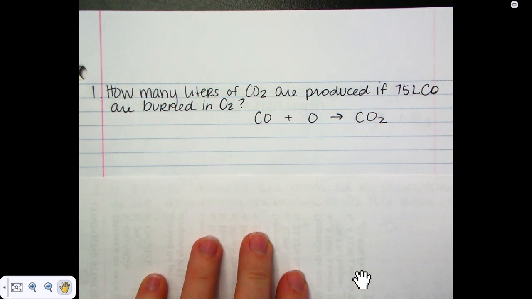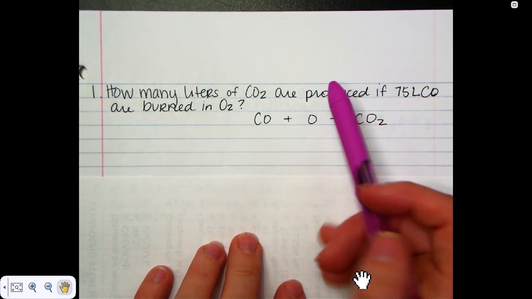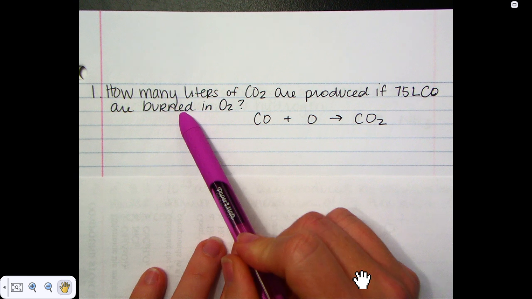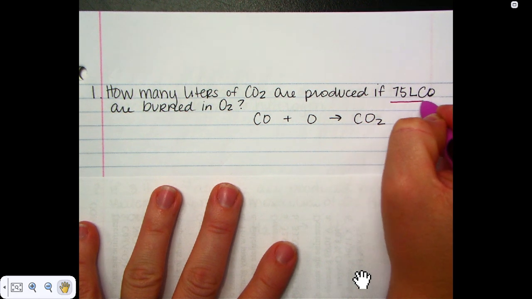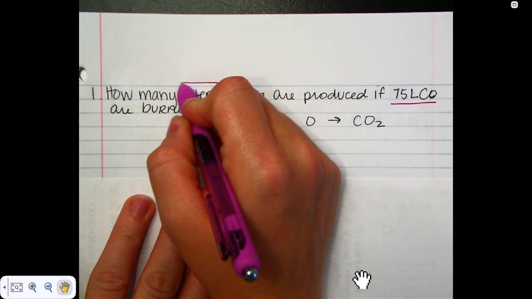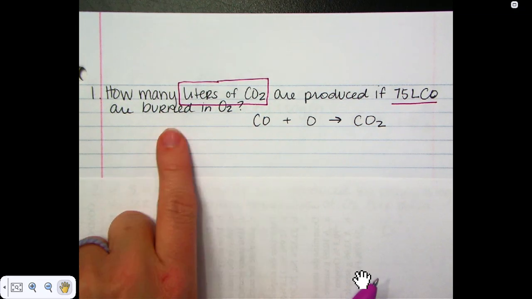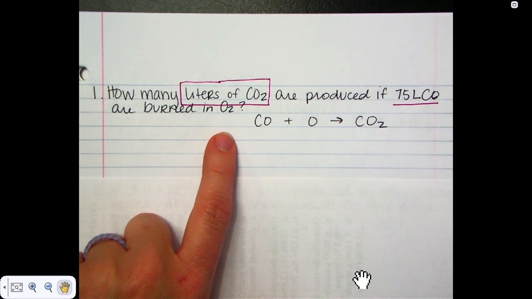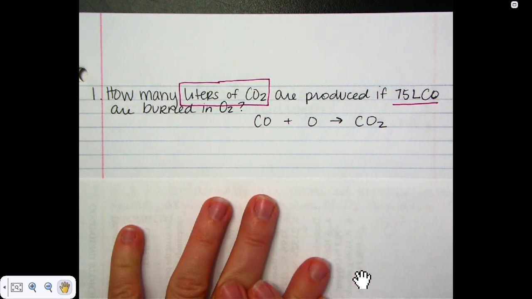Our first example: how many liters of CO2 are produced if 75 liters of CO are burned in O2? So you're getting a little bit of context in the question, but don't lose sight of the fact that you're only given one number and asked for one thing. So you're given to start with 75 liters of CO, that's my A, and you're asked for liters of CO2. CO2 is my B. It tells me it's burning it in O2. That's just giving me some context. I don't really care about the O2. I'm not calculating anything with it.